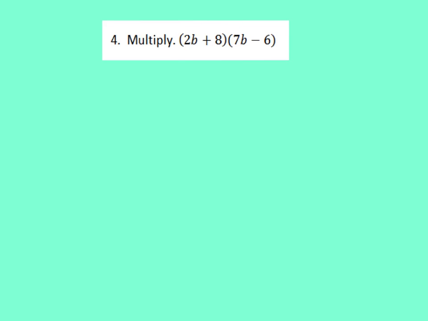This problem is similar to the one we just did, the number 3 multiply one, except here I have two things being multiplied by two things. So we have to do what's called double distribution. I'm going to take my 2b, multiply times my 7b, then my 2b times my negative 6. Then round 2, this is why it's called double distribution, is multiplying 8 times 7b and 8 times negative 6. So let's go back and let's do that.